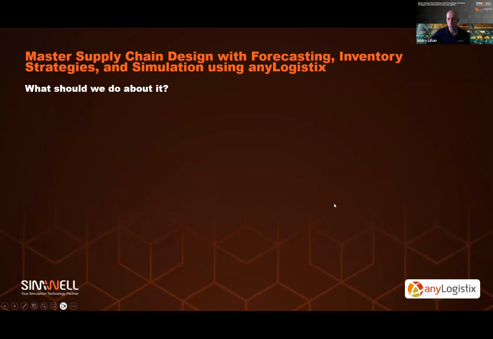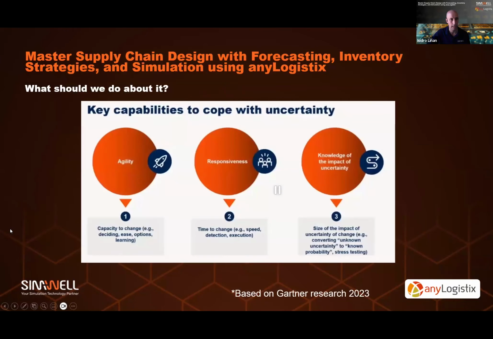So you will be wondering, okay, that's fine, we live in a VUCA world, but what should we do about it? We follow the excellent research developed by Gartner. They recommend that we develop key capabilities to cope with uncertainty. Those are summarized as: developing agility, which is the capacity to change; developing responsiveness, which is the speed to adapt to that change; and then developing the knowledge of the impact of uncertainty. So being more certain about how to connect the dots and how to make plans to cope with uncertainty.